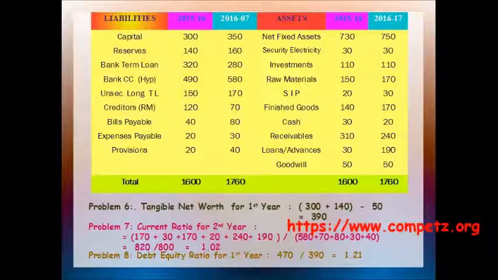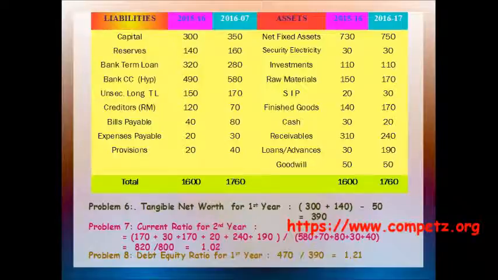So for first year, capital is 300 plus your reserves is 140. So 300 plus 140 is your 440 minus your intangible assets, which is in the asset side, goodwill, the last. So for first year it is 50. So 440 minus 50 is equal to 390. So your tangible net worth for first year is 390. We'll calculate the second problem, its current ratio for second year. To calculate current ratio, we require current assets divided by current liabilities.